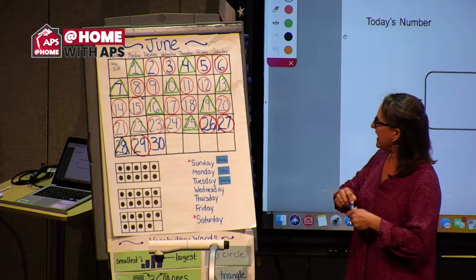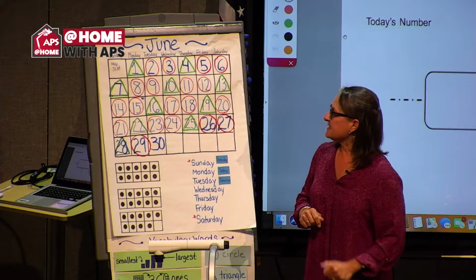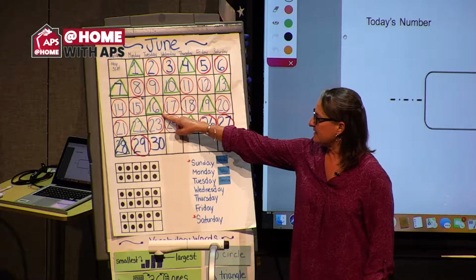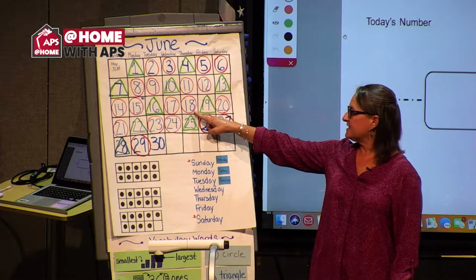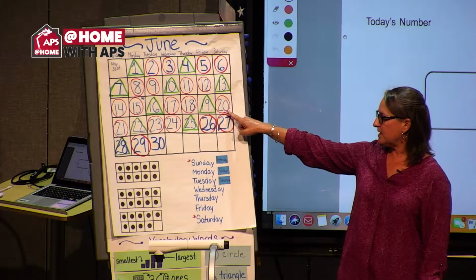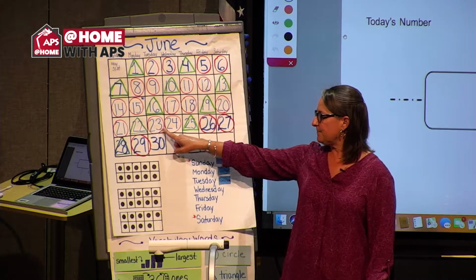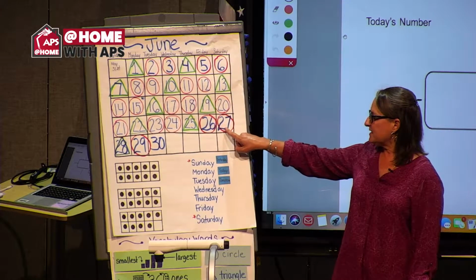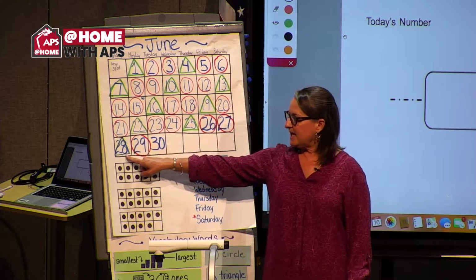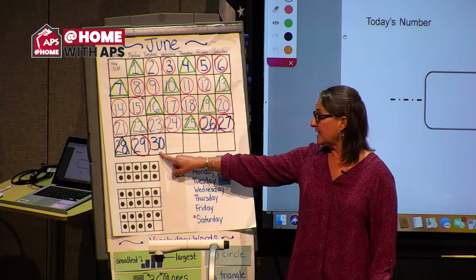Let's go ahead and count up to 30. Let's start at 16. That was a couple of Tuesdays ago. 16, 17, 18, 19, 20, 21, 22, 23, 24, 25, 26, 27, 28, 29, and now 30.